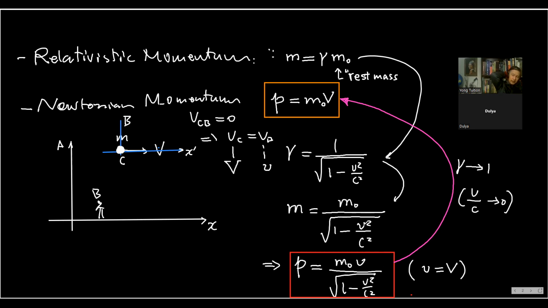Yeah. Any question? So the difference is due to the mass. The mass became velocity dependent. That is the issue.